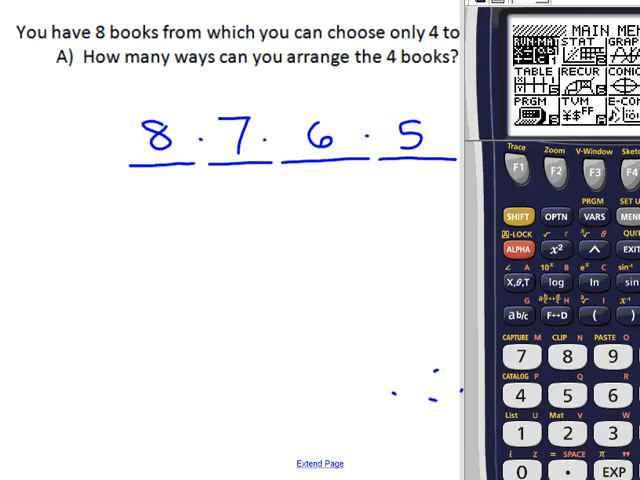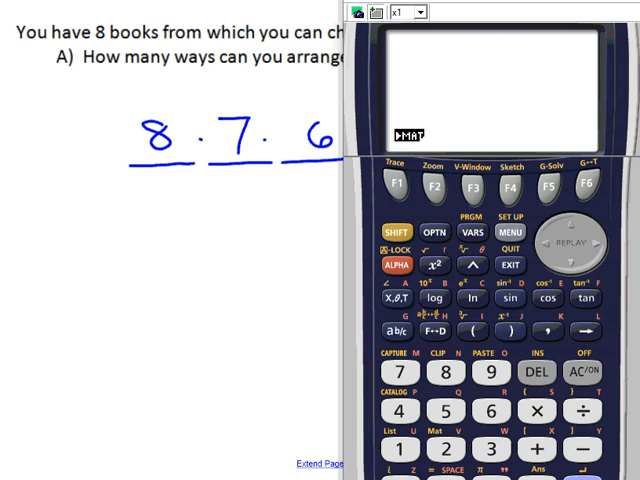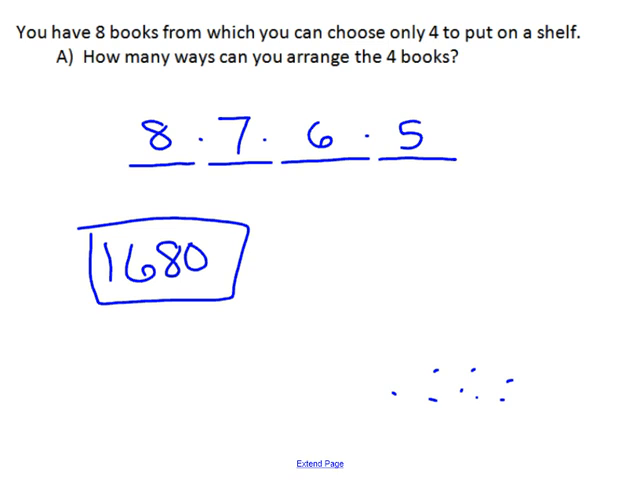Right? So let's go ahead and go to the calculator. We'll do this on a calculator because it's just much easier that way. We'll do 8 times 7 times 6 times 5. There we go. 1,680. That's how many different possible ways you could arrange 4 books if you have 8 to choose from. Okay? This is just the counting principle, and we'll learn that we could actually use something called a permutation. We'll learn about what that looks like in a little bit.